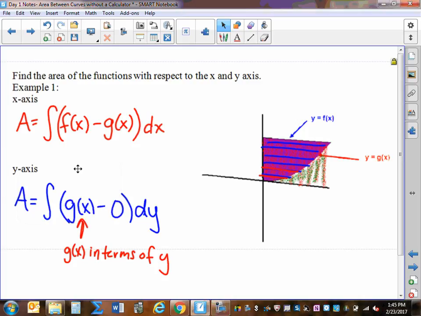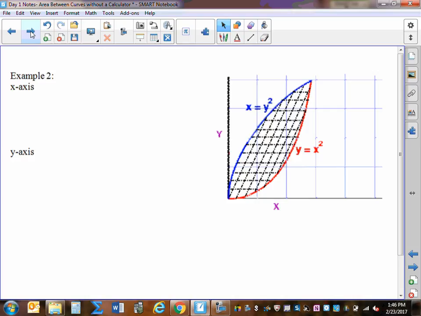Okay, so again, we have x-axis in terms of x, y-axis in terms of y. X-axis is your upper function minus the lower. Y-axis is really the right function minus the left. So looking at example 2 here, with respect to your x-axis, my area, so with respect to y, this integral, what's my top function here?